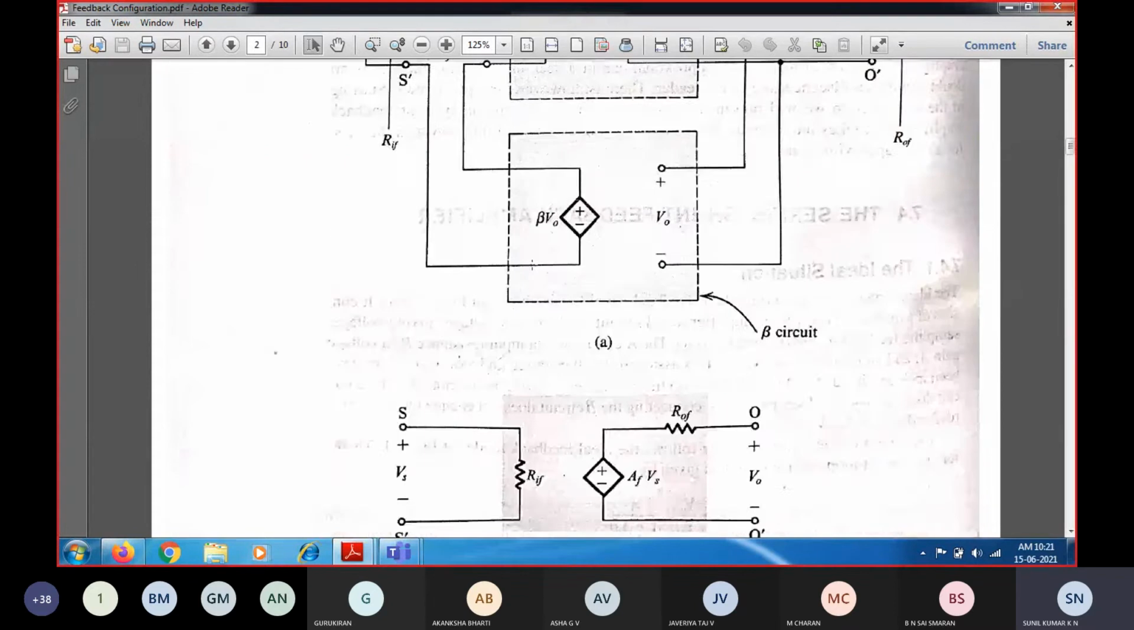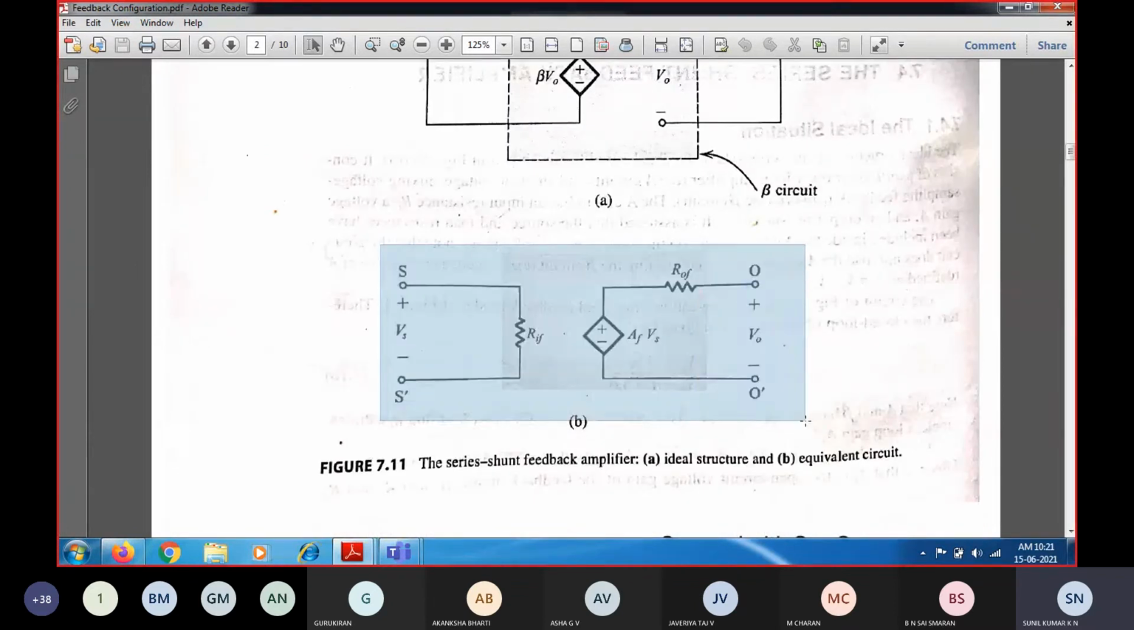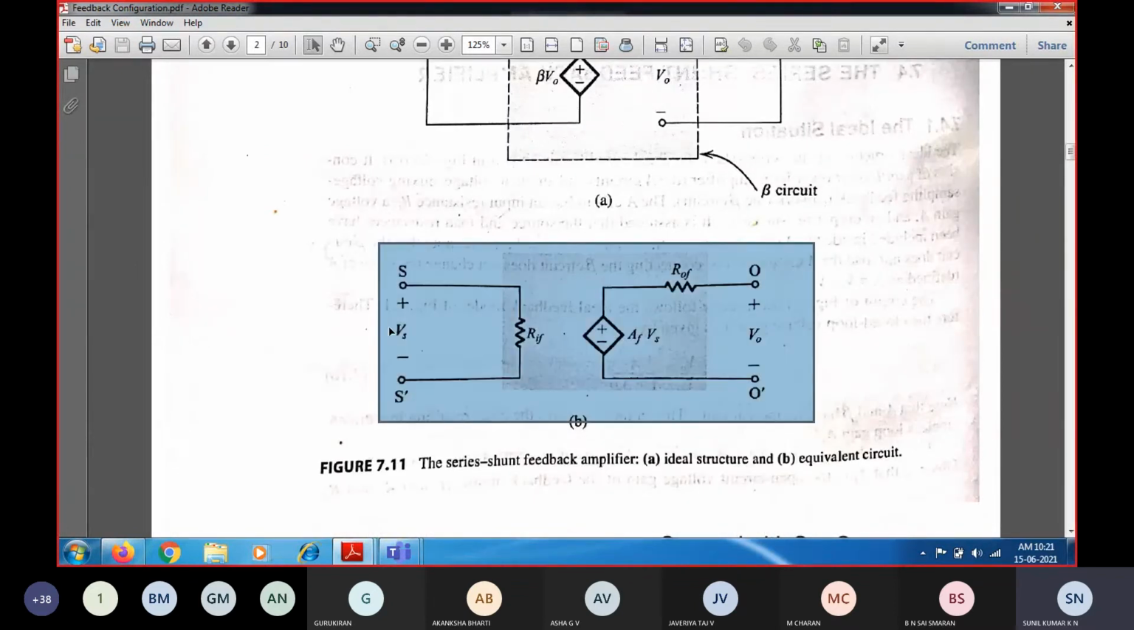Next we are going to find the ideal feedback model of figure 7.1b. The ideal feedback model is given by this. Here Vs is the input and V naught is the output, and RIF is the input resistance with feedback, ROF is the output resistance with feedback, and that is the gain.